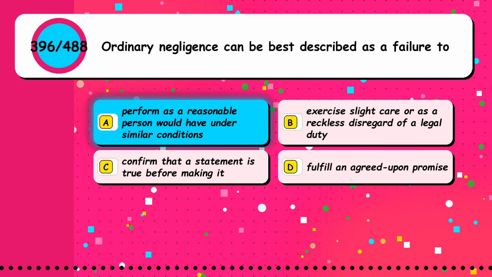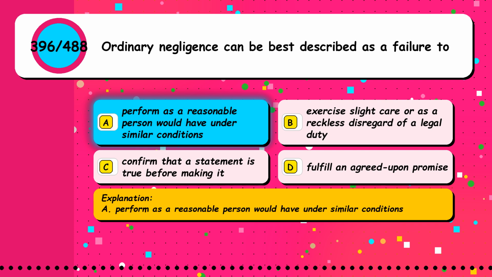The correct answer is option A. Perform as a reasonable person would have under similar conditions. A. Perform as a reasonable person would have under similar conditions.